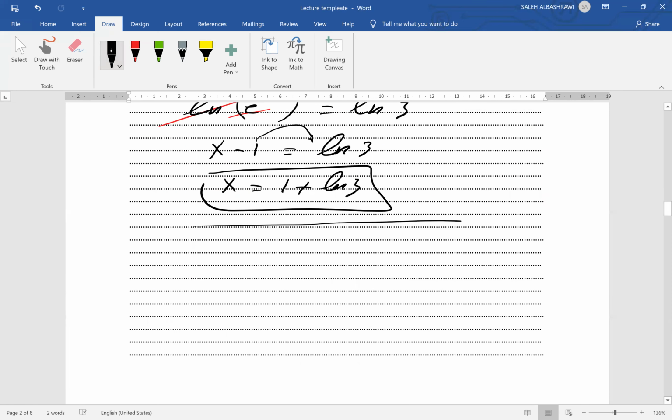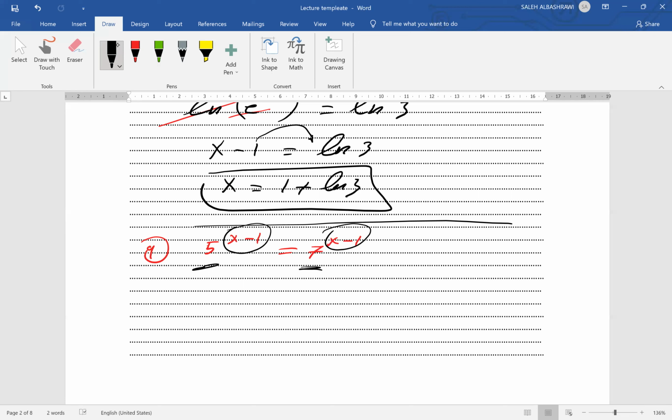One more example, that's number 9. Suppose that we have 5 to power x minus 1 equal to 7 to power x minus 1. Now, if we have different bases but with the same power, different bases but the power is the same. I have 5 to power x minus 1 equal to 7 to power x minus 1. If we have different bases but the powers are the same, we have a special case. Different bases but same powers.